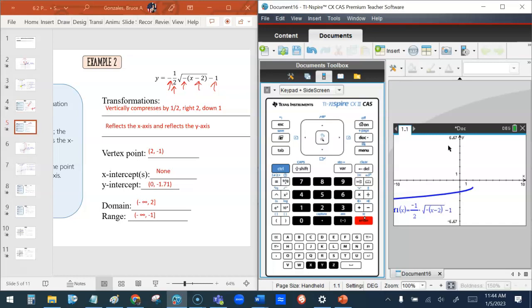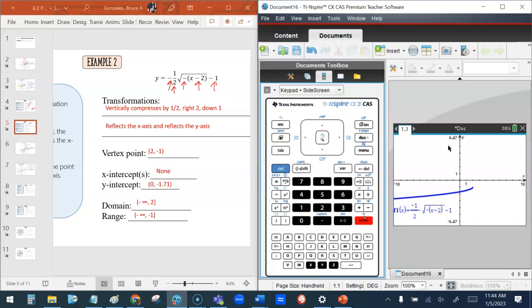Now, if you were doing the x-intercept, can you see how it starts here below and it goes down? It's never going to touch that x-axis. So if it doesn't touch the x, you got to put none, okay?